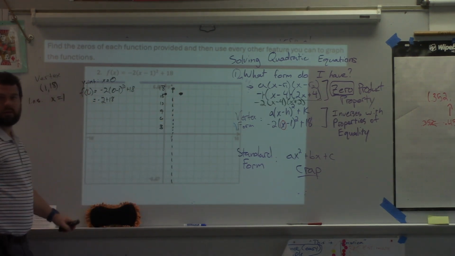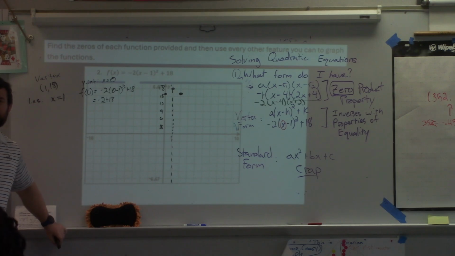By the way, without doing any work yet, does anyone know what my x-intercepts are going to be? Has anybody figured it out yet? 4 and negative 2. How'd you get there? Same thing we did yesterday with the equations stuff. But how did you know it was 4 and negative 2? We haven't done this one yet. Yeah, we have, same as before. This is the same line of symmetry, vertex, and y-intercept as the one before.